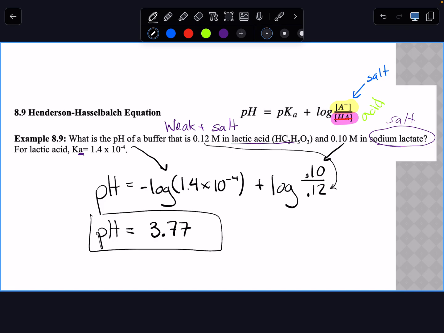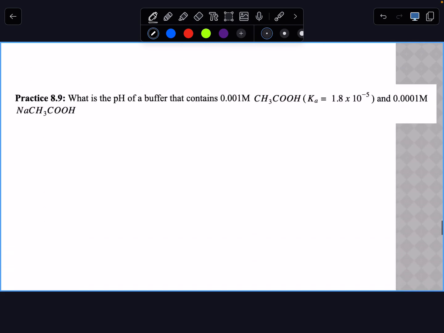Try this one. Okay, if you got 3.77, go ahead and move down to practice 8.9 and try this one as a table. Let's see if we can do the whole process on your own, okay? Ready, set, go.